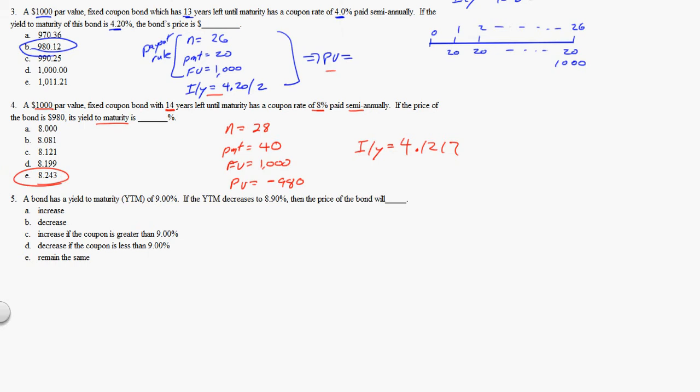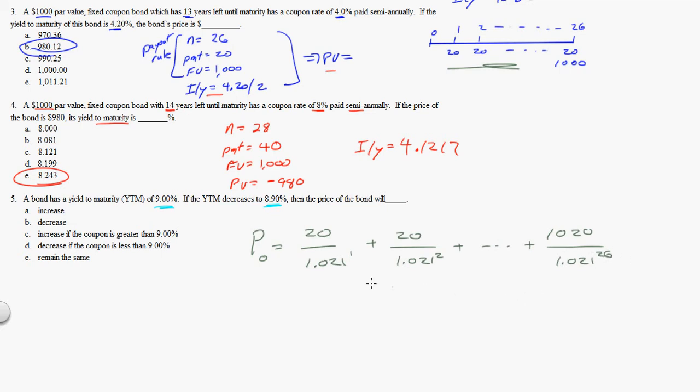8.243%. Okay, then this one, if the yield goes down, well, think about when you do bond price. Let me pick a little different color here. Say the price of a bond, and we'll do this one, was 20 divided by 1 plus some interest rate, in this case 0.021 to the first, plus 20 over 1.021 squared, plus, and it goes all the way out to 1,020 divided by 1.021 to the 26th.